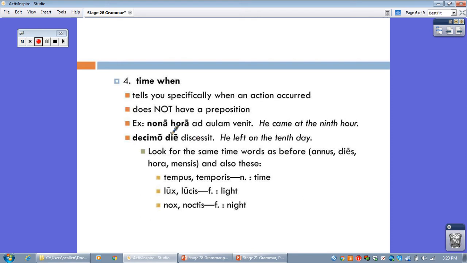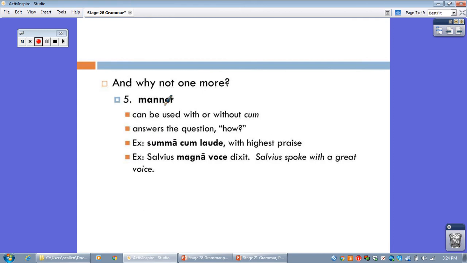Or decimo die discessit. He left on the 10th day. You'll see the same time words being used in the ablative of time when as in the accusative of duration of time, like annus, dies, hora, and mensis. But for ablatives of time when, sometimes you see these additional words, so please write them down. Tempus, meaning time, lux, meaning light, and nox, meaning night.